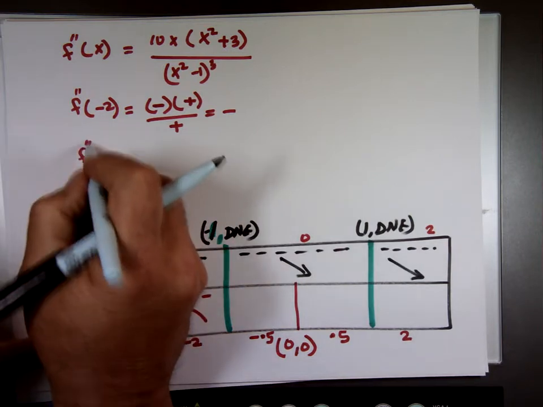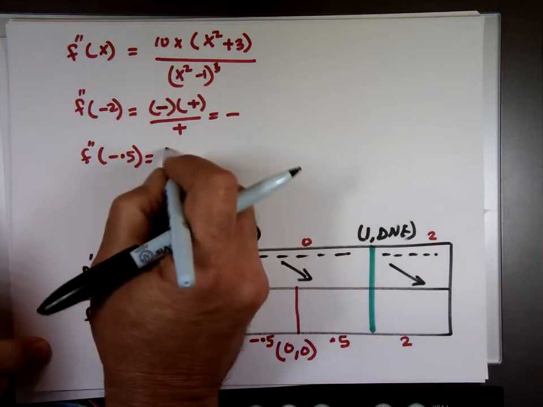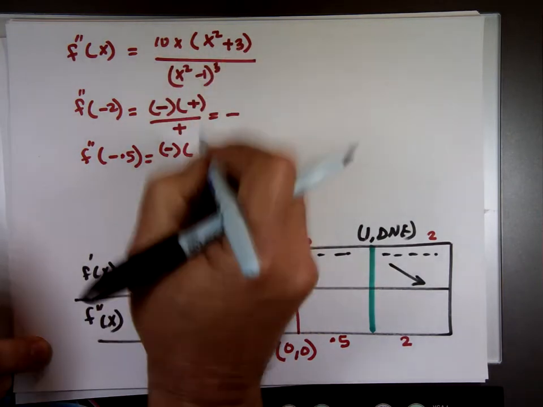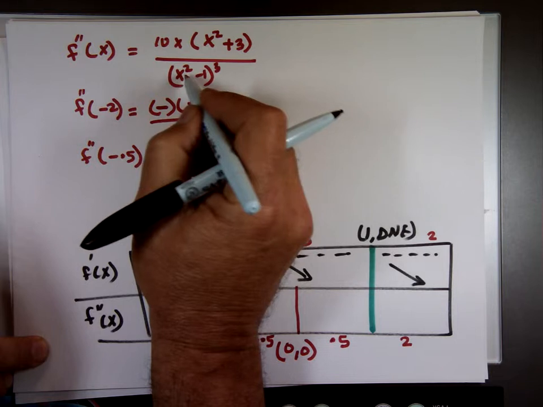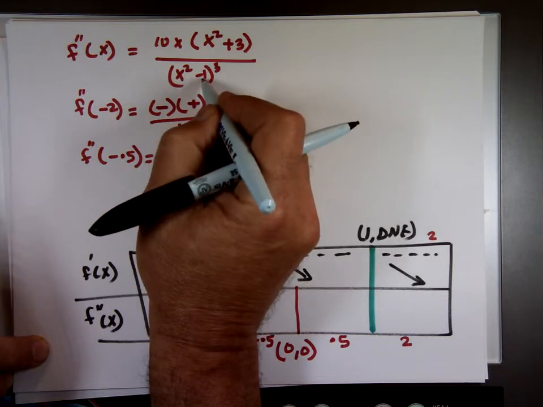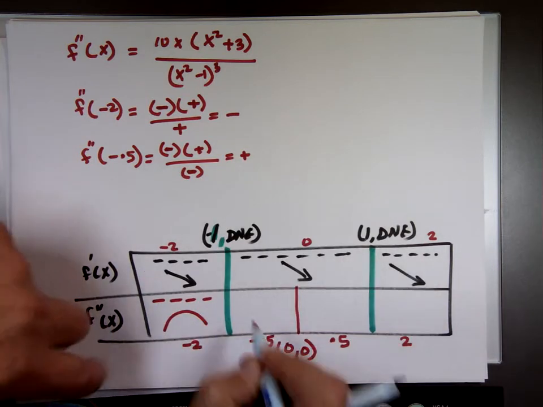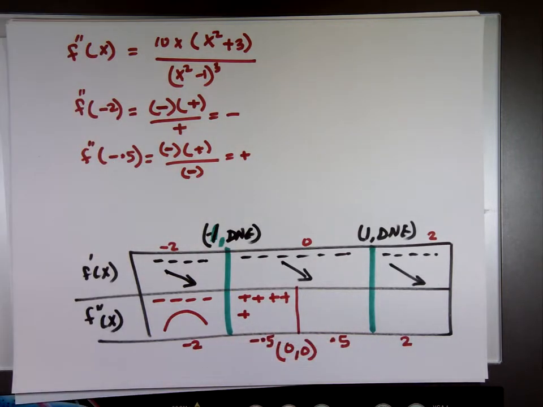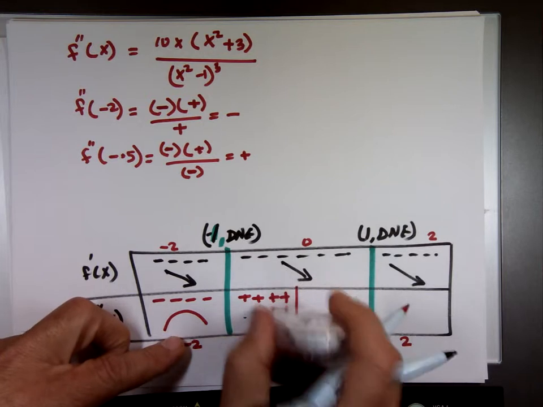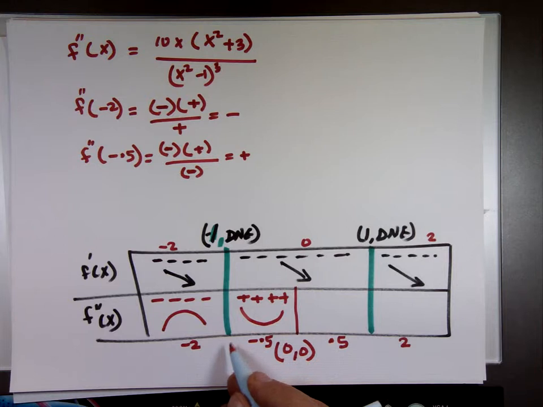Let's try the second derivative at negative 0.5. This is negative. That's positive. Negative 0.5 squared is 0.25, minus 1 is negative 0.75, cube it, that's a negative number. That tells me it's concave which way? Upward, right? Now that looks like an inflection point, doesn't it? But it's not. Why? Because the function has a hole in it there. It's not connected.